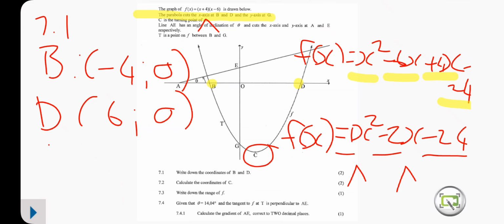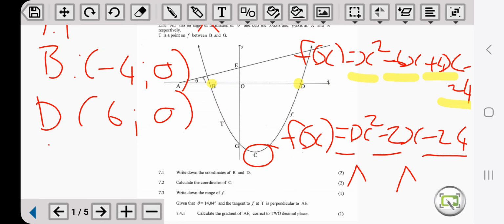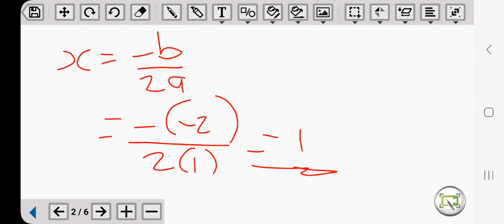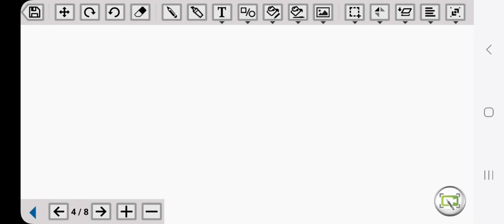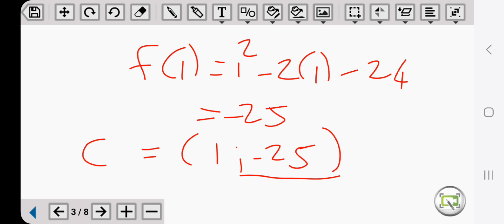7.3. Write down the range. Now range is all of the y values of f. As you can see, it stops there at the bottom at C, but we've just calculated the value of C, and it will include everything above the value of C. We've calculated C to be -25. Therefore, we can say for 7.3, y is greater than or equal to -25.